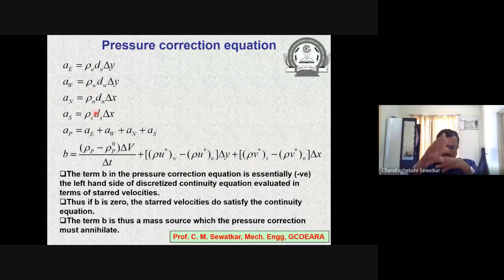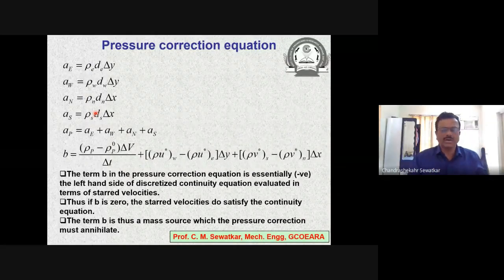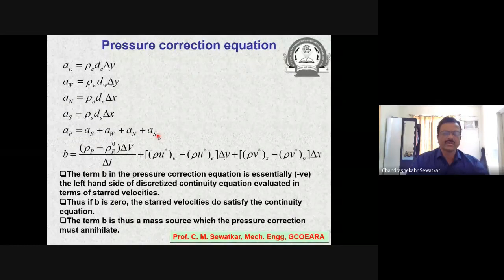This activity you will have to do on your own. You can take out a piece of paper and actually work it out. You will find that you obtain the coefficients like this. AE is equal to rho E DE delta Y, AW is equal to rho W DW delta Y, AN is equal to rho N DN delta X, AS is equal to rho S DS delta X. What is D? DE is capital A upon small a e, DW is capital A upon small a w, and similarly for the other two. And AP turns out to be the summation of AE plus AW plus AN plus AS.